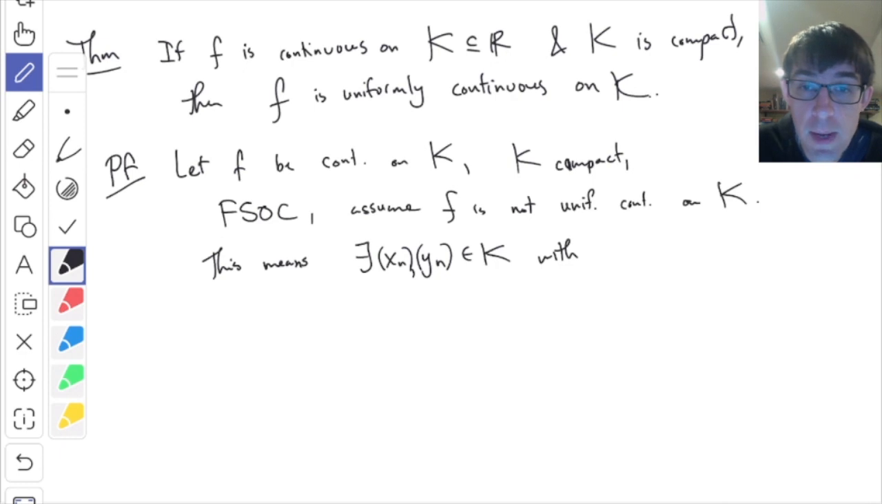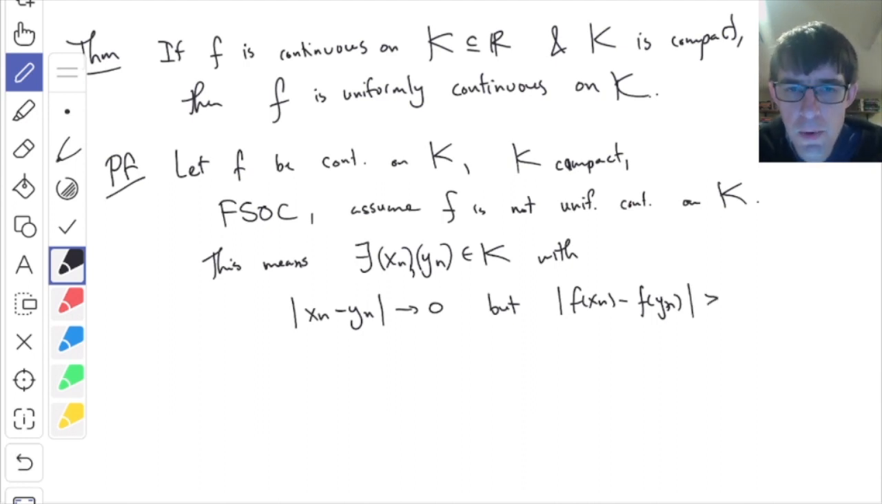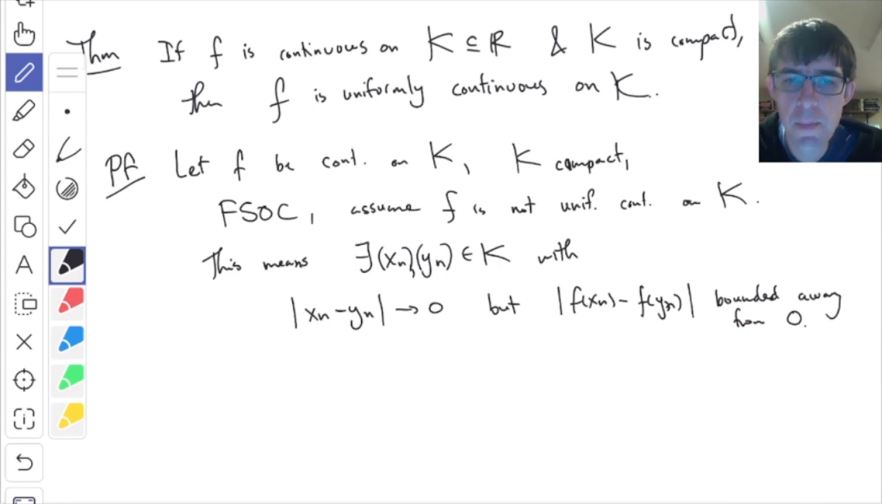With the xn's and yn's getting closer together, so the way to write that is this: absolute value of xn minus yn goes to 0, but absolute value of f of xn minus f of yn does not go to 0, and in fact you can say this is greater than some real number. Actually, we don't even need to say specifically. On my paper I just said bounded away from 0. So this f of xn minus f of yn does not approach 0.